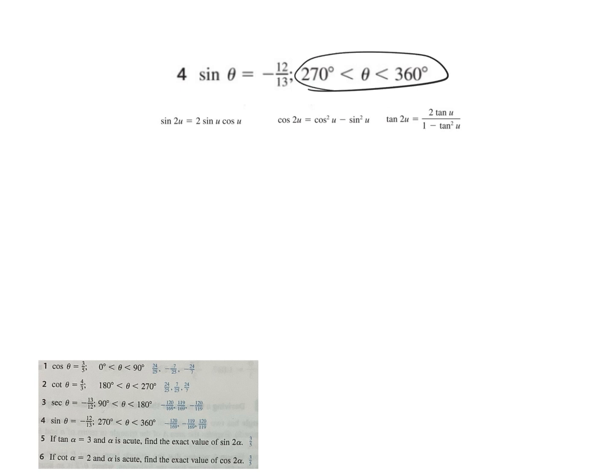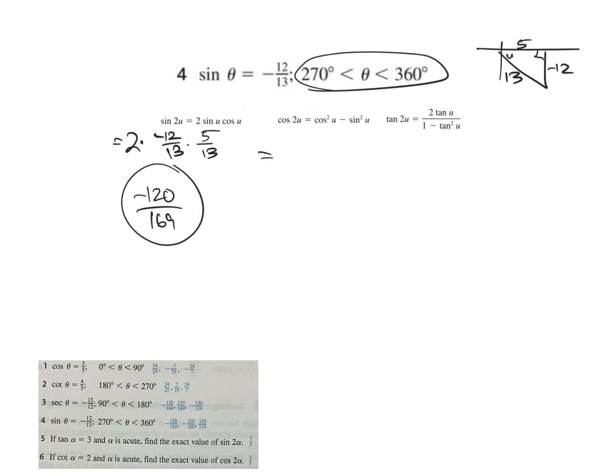We are in the fourth quadrant. So we're looking at the y value being negative 12, and the hypotenuse is positive. So again, a 5, 12, 13. So 2 sine of u. So we need 2, and the sine of theta we already have is negative 12/13. Cosine is 5/13. What do we have? Negative 24 times 5 is negative 120 over 169.